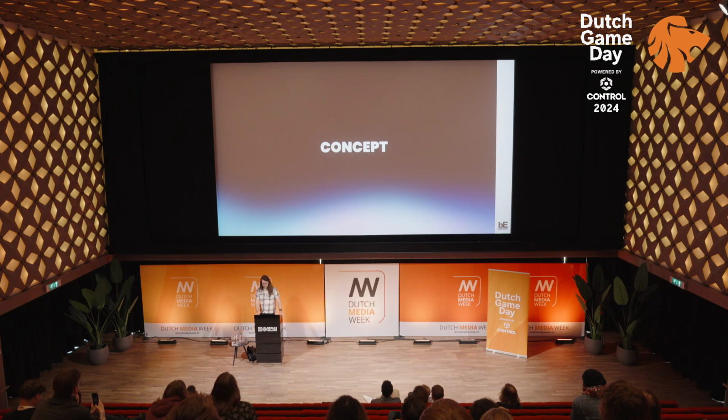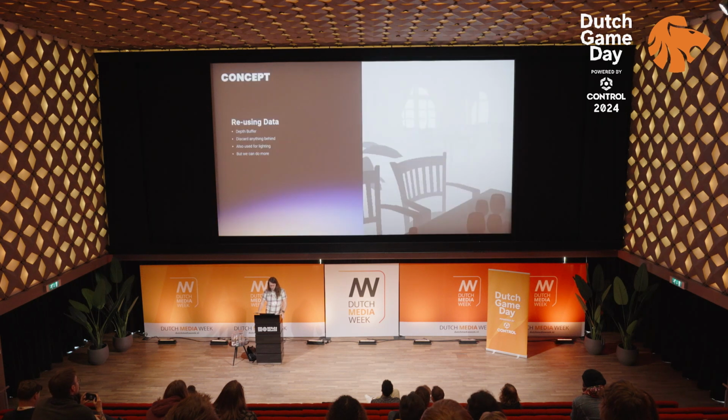So here's the concept, which is largely built on the idea that reusing data is free. Now, in this case, we're going to be looking at the depth buffer. Of course, the depth buffer is already heavily used. We run a forward plus pass to reduce overdraw, and we also use the depth buffer to determine whether lights affect our geometry. But we can actually do more. Using the depth buffer of the previous frame, we can actually prevent trying to draw geometry in the first place.